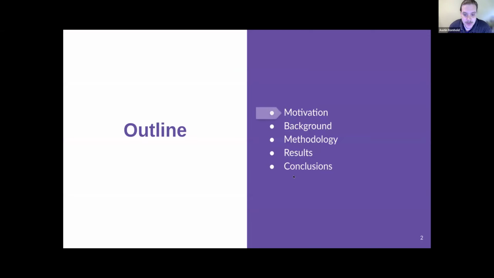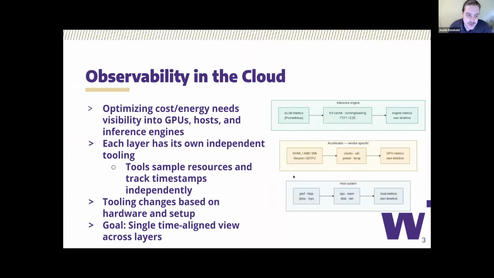First things first, let's look at our motivation. Observability in the cloud is important. It's needed for optimizing both cost and energy. To get visibility into the host of GPUs and inference engines, each of these layers has its own independent tooling provided by the layer vendors, which sample resources and track timestamps independently from each other, and the tools change based on hardware and environments. The goal here is a single time-aligned view of the different performance counters across various layers.